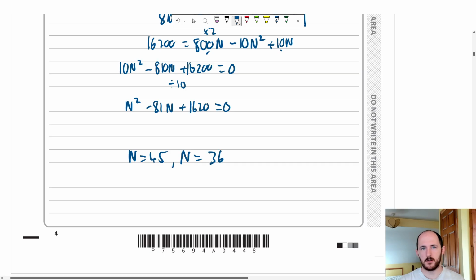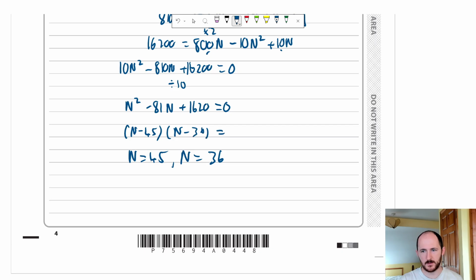Right. Now, logically speaking, if I wanted to work out the brackets, all I'd have to do is, well, how do you get these answers when you have the brackets? You make the bracket equal to 0. So if I move the 45 to the other side, that means to factorize this, it should be n minus 45, because that's how I get the n equals 45. And then the n minus 36 equals 0.